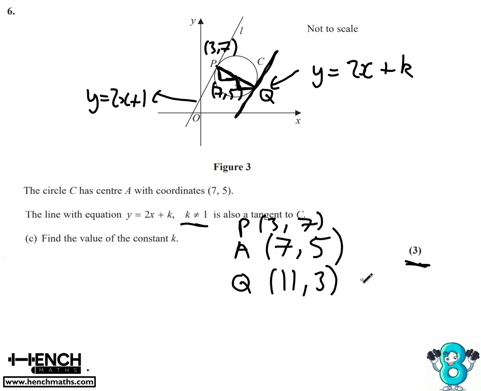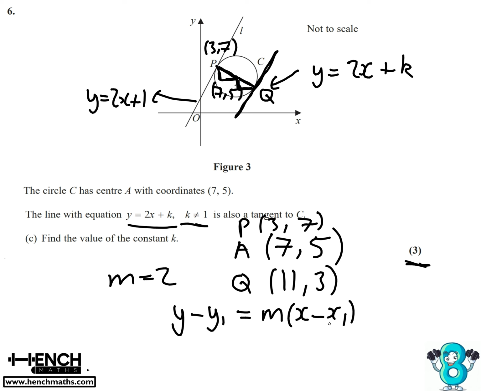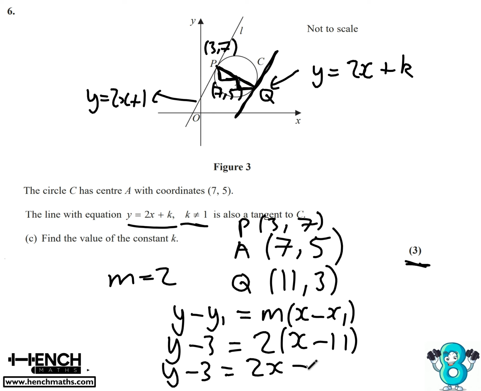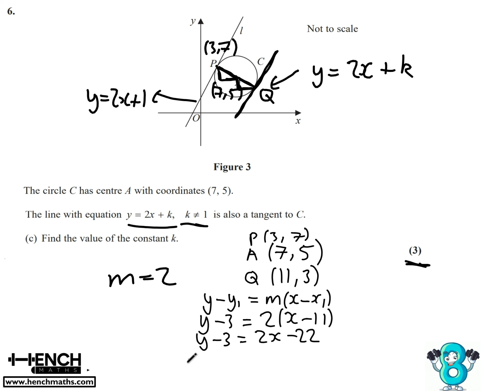So we can actually use the sketch to find that. We don't need to do any equations. So we now know q. We know that the gradient of this line, m, is 2. So I'm going to use y minus y1 equals m times x minus x1. So y subtract 3 is going to be equal to 2 times x subtract 11. So y subtract 3 is equal to 2x subtract 22. So y, our final answer, is going to be equal to 2x subtract 19.